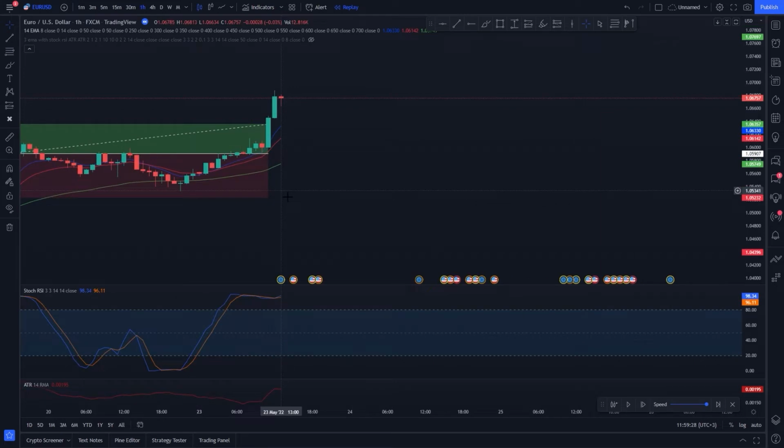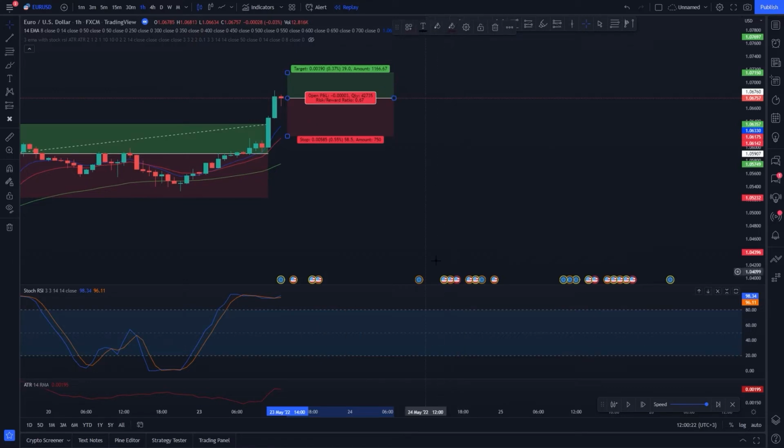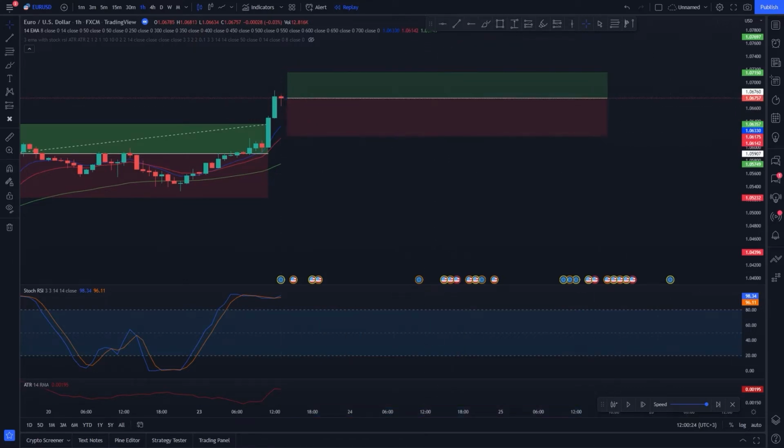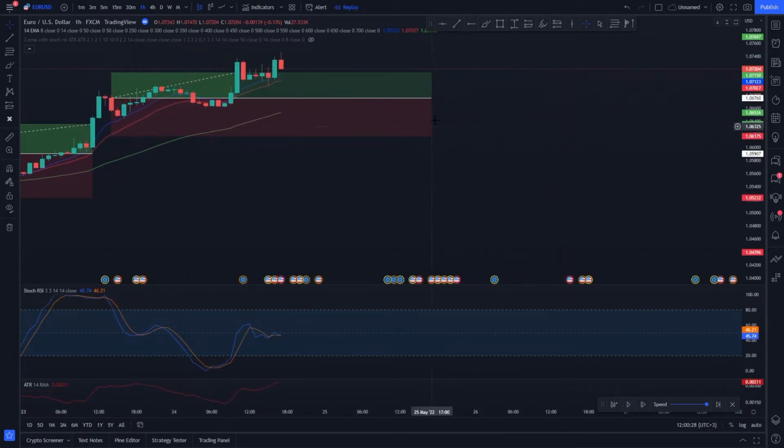Here all conditions are fulfilled. We can go ahead and take a long position. Our stop loss is 3 times the ATR value, and take profit is 2 times the ATR value. Now let's see what happened to our trade. As we can see, it hit the target.